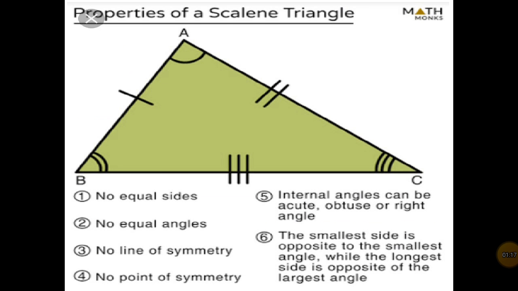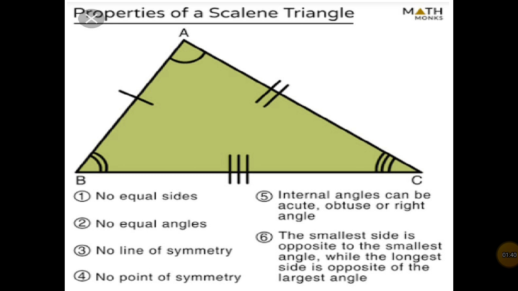Now, on the next slide, you can see the diagram showing a scalene triangle. You can see on one we have 1 stroke, on the second one we have 2 strokes, on the third one we have 3 strokes. So that indicates that the angle and the sides are not equal, and each angle is opposite to its own sides. So you can see.